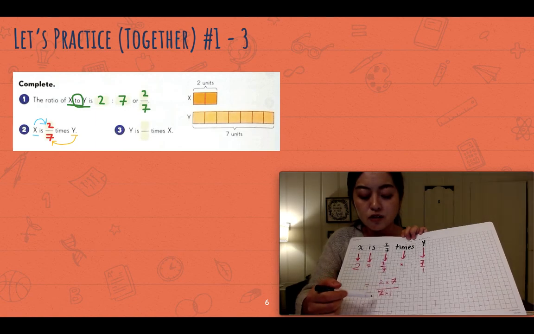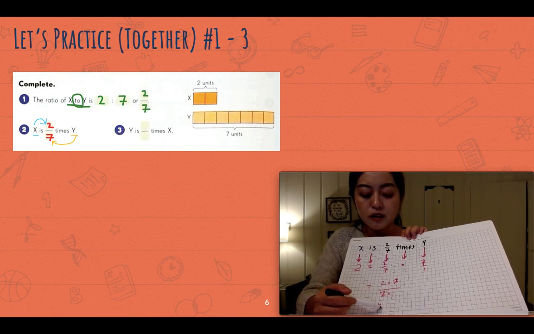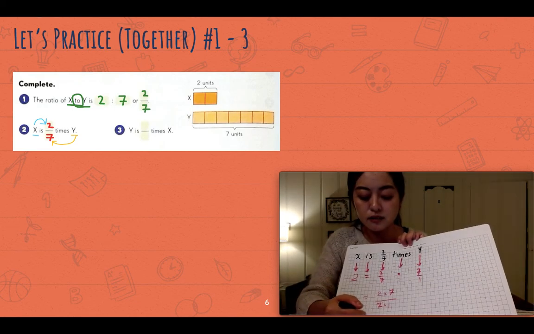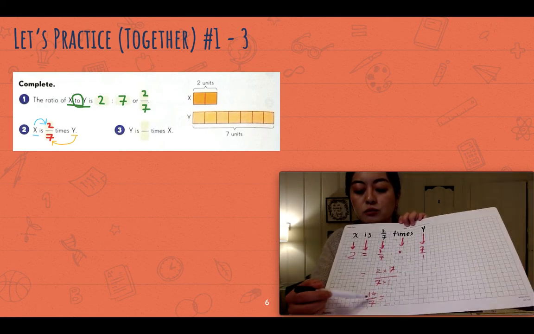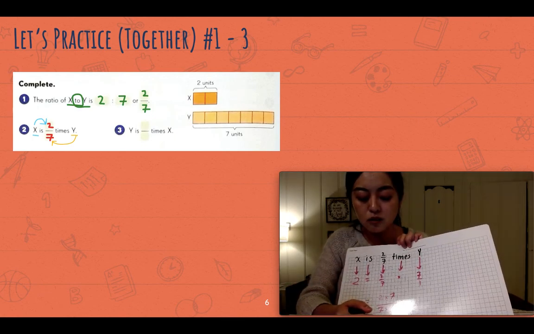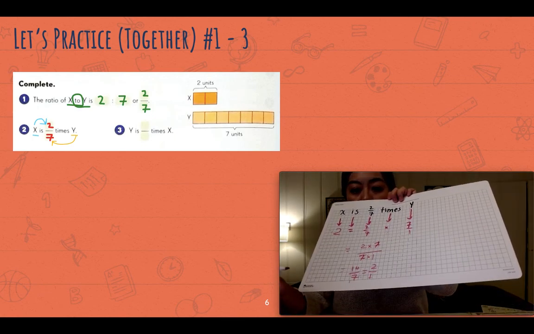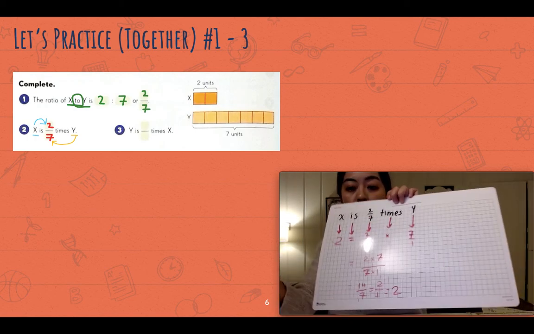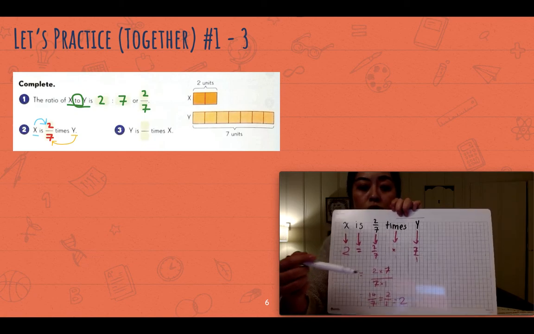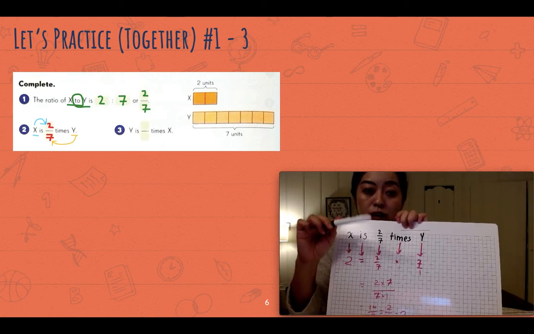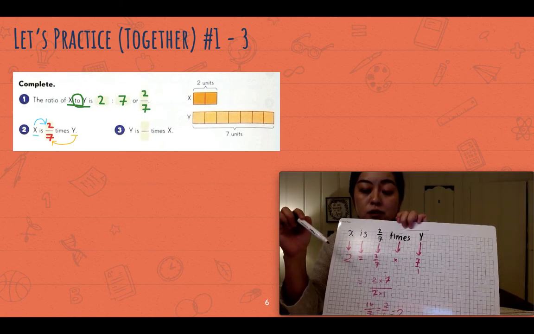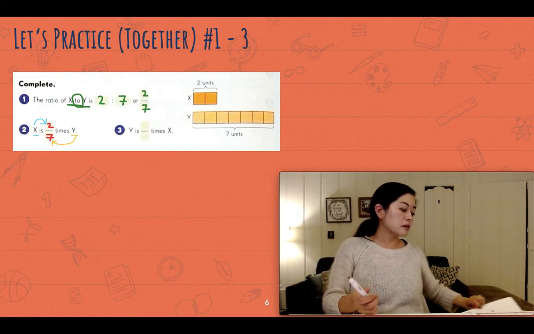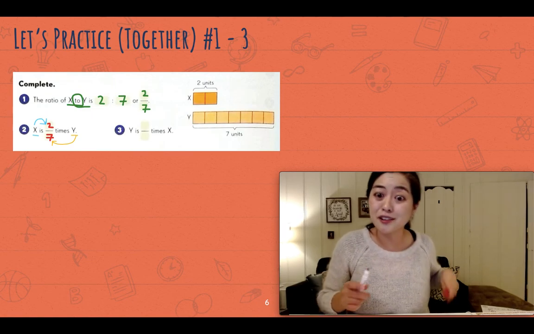Otherwise this would become 14/7, and this simplifies: you can divide numerator and denominator by 7, 2 wholes, and that simplifies to just 2, and that works too. So that's why number 2 is true. x is 2/7 times y.